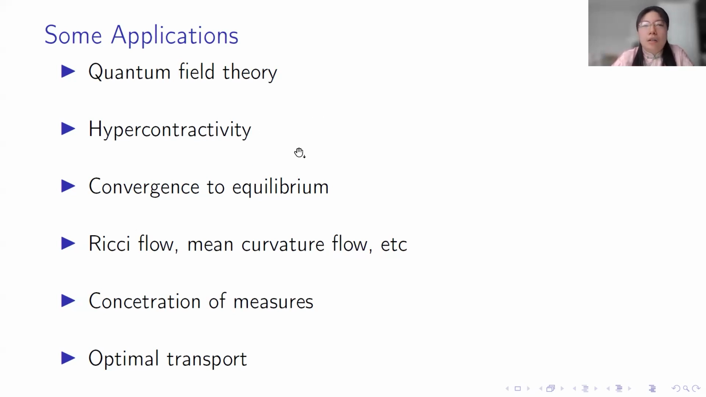Second, this inequality is equivalent to the hypercontractivity property of the Markov semigroup. This was proven in the celebrated paper of Gross in 1975.